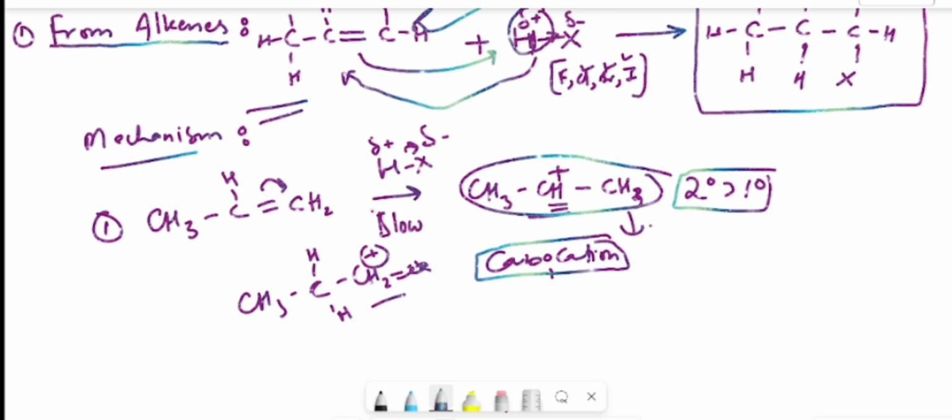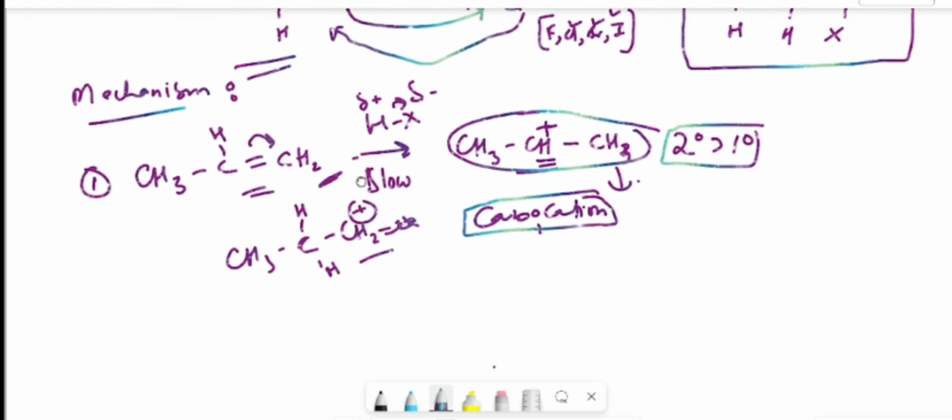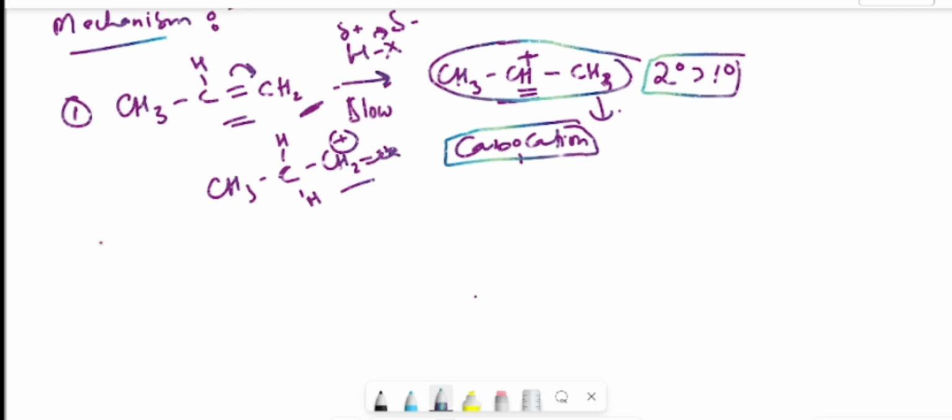Why slow? Because this was the neutral species and this is a positive charged species. A compound never wants to be in the charged state, so it is unstable as compared to the previous one. So the reaction will proceed and will take more time than expected. So this is the first step of this reaction. In the first step, what happens? The carbocation is being formed. So if we go towards the next step, what will happen?